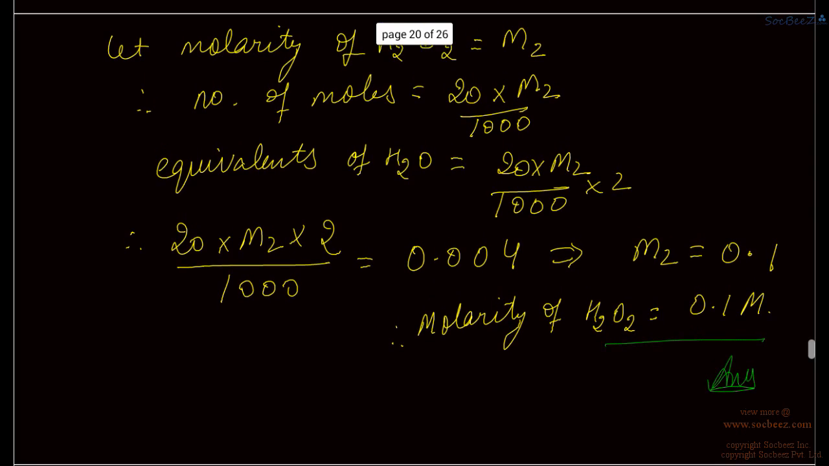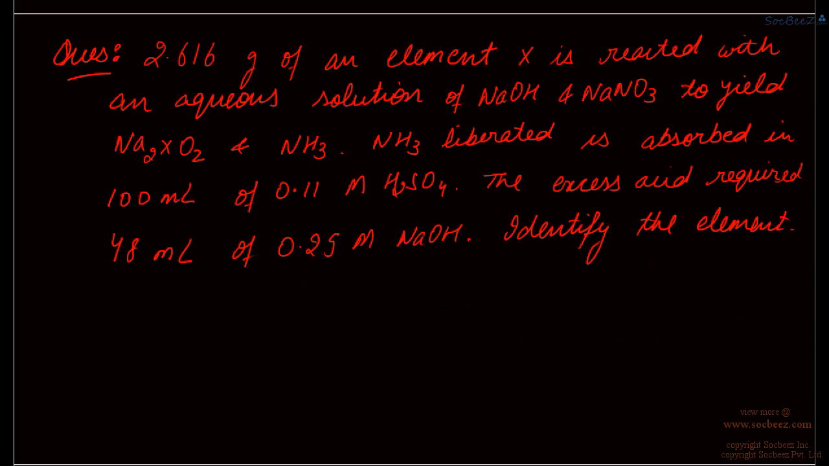So just keep in mind in this question that a 3-stage titration is taking place here. In each and every stage, the total number of equivalents of the reagents that are reacting with each other should be the same. Okay, so let's see another question.